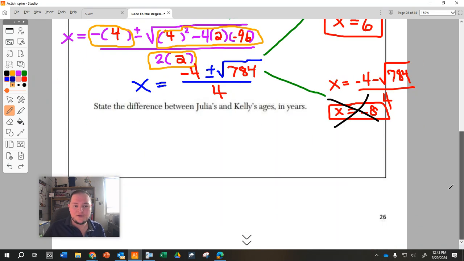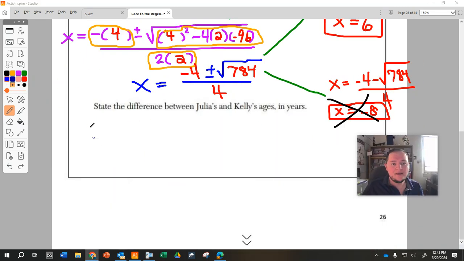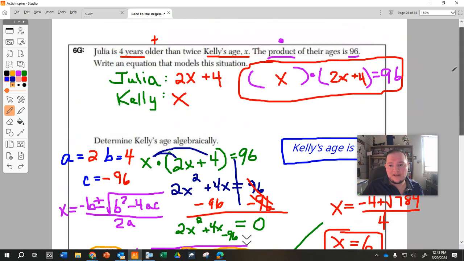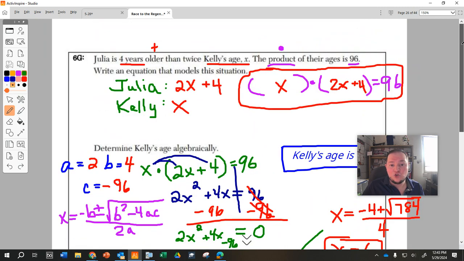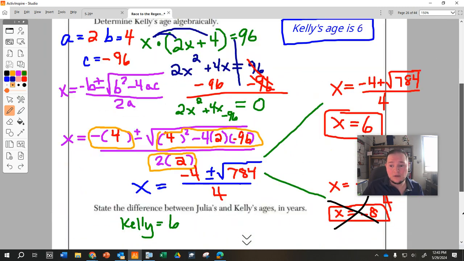Now, down here, there's one last part. State the difference between Julia's and Kelly's ages in years. So you have to know how old they are. Well, we know Kelly is 6 because we just found that out. So really quickly, I'm going to take a note. Kelly is 6. And then Julia, we don't know her age yet, but her age is 2x plus 4.